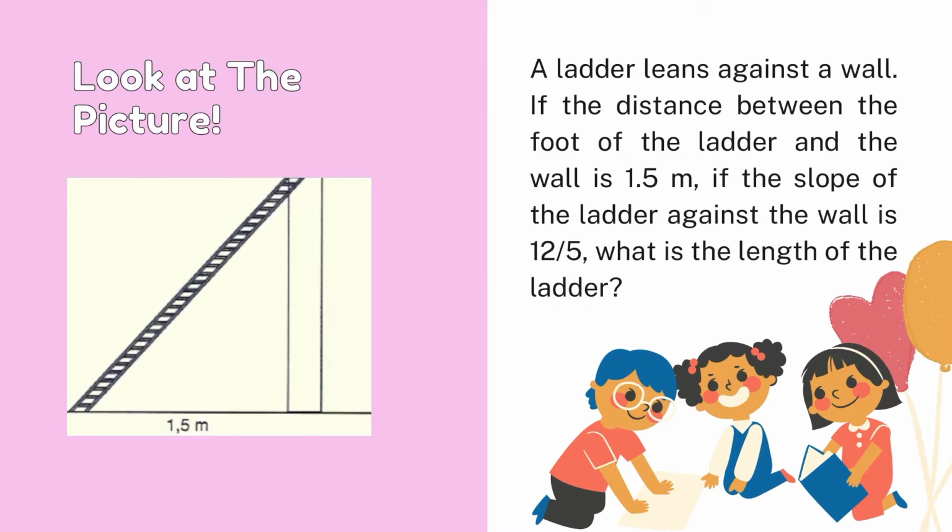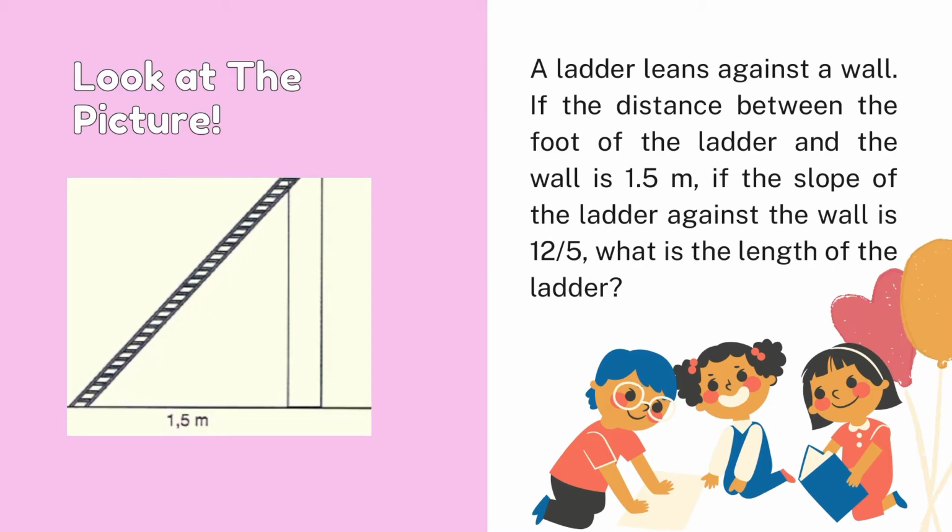Okay everyone, to find out more about how to solve contextual problems on lines and gradients, let's go straight to the example story questions. Look at the following picture. A ladder leans against a wall. If the distance between the foot of the ladder and the wall is 1.5 meters, and the slope of the ladder against the wall is 12/5, what is the length of the ladder? From this problem, it is known that the slope of the ladder to the wall is 12/5, or in other words, this is the slope or gradient value.